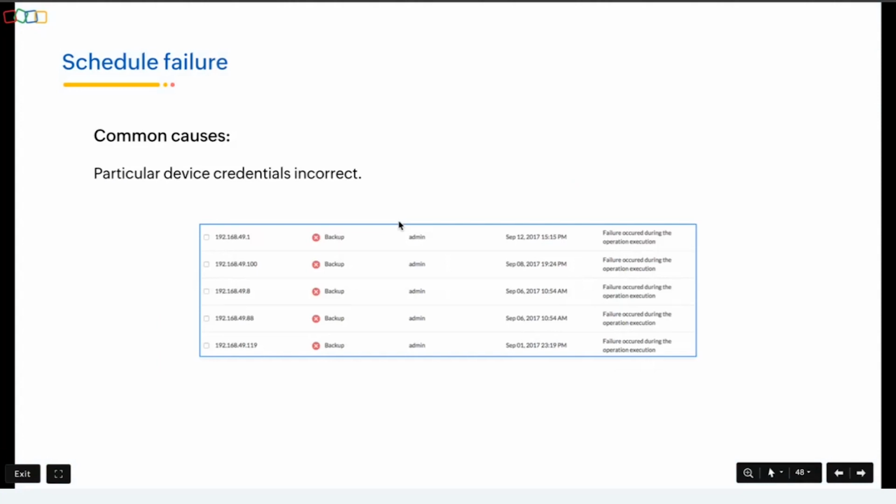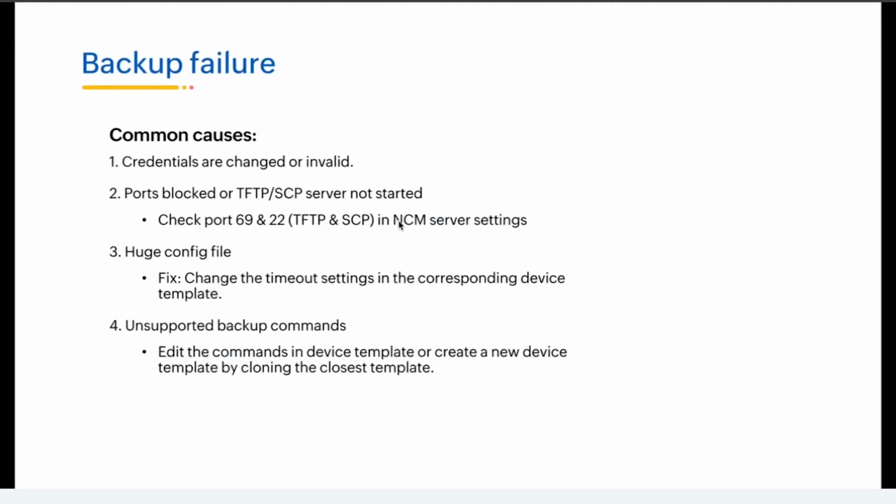During scheduling, if a failure occurs, then that particular device's credential could be incorrect. You can check the credentials again. You can try the scheduling again.